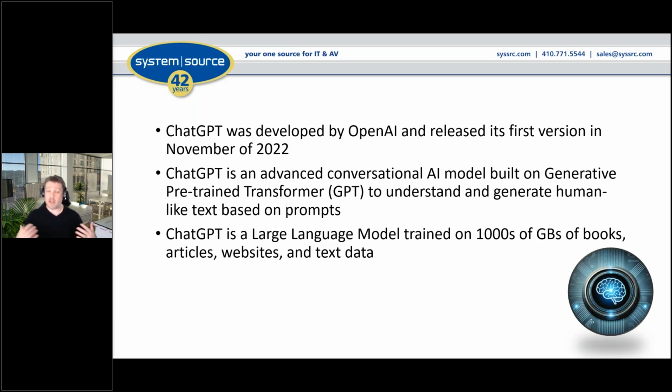Now, the way the GPTs were built is that they were built on the foundation of what we call a large language model. That might be another term that you hear. And so they're trained on thousands of gigabits of books, articles, websites, text data, and of course continue to be trained through reinforcement from human feedback every time someone creates a prompt inside of ChatGPT.